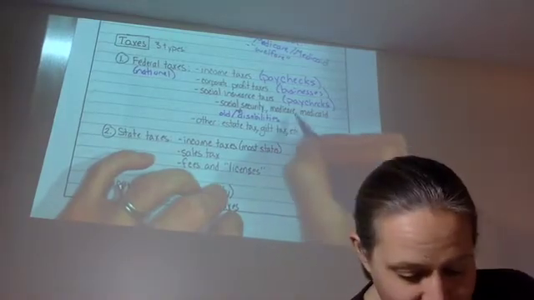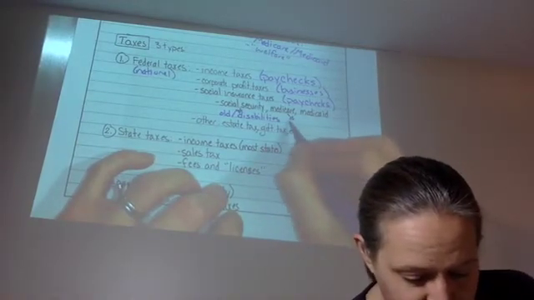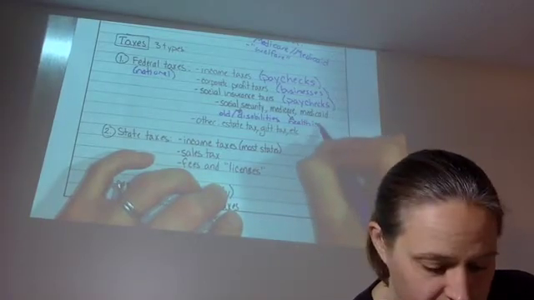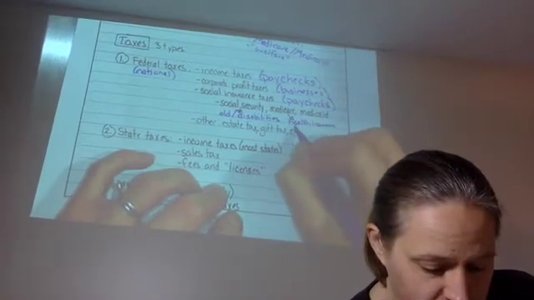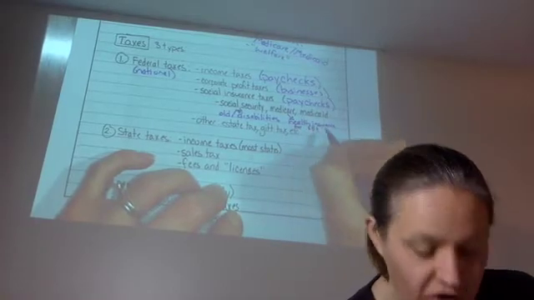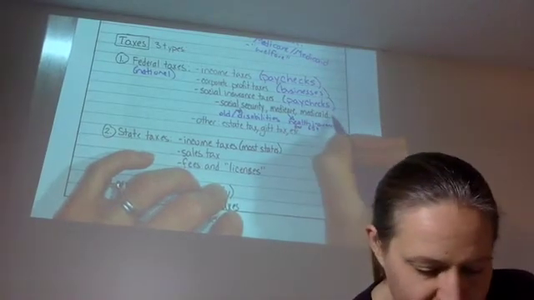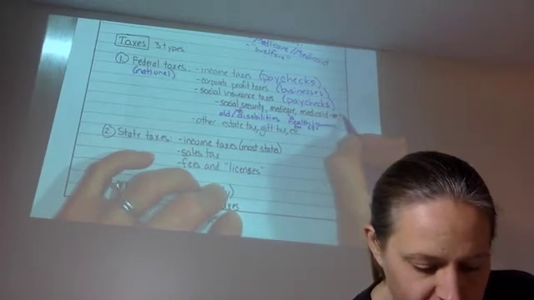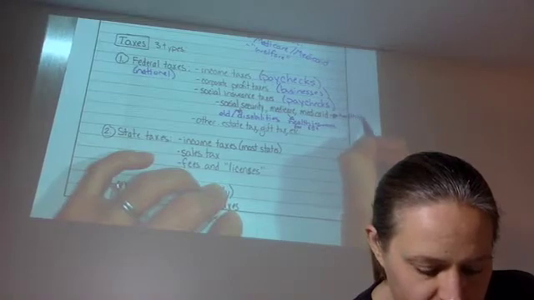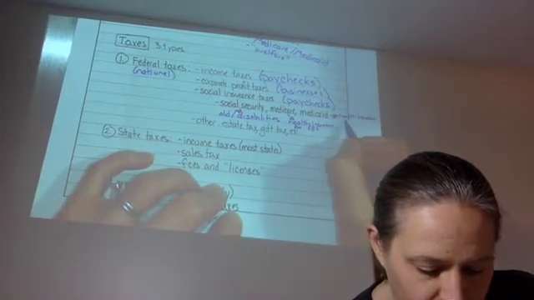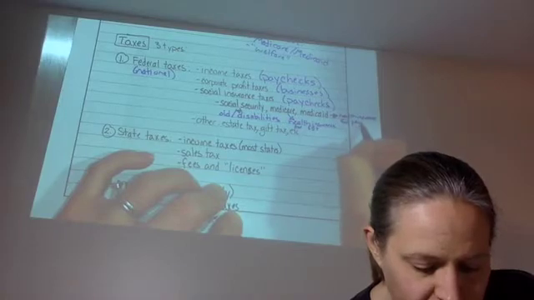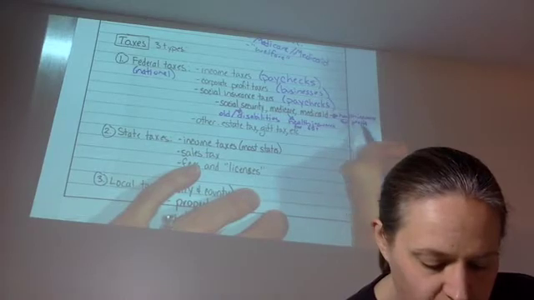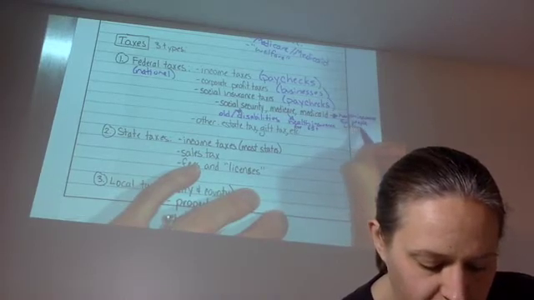All right, Medicare, that is health insurance or medical insurance for people who are aged 65 and older. And then Medicaid is health insurance for people with low incomes.